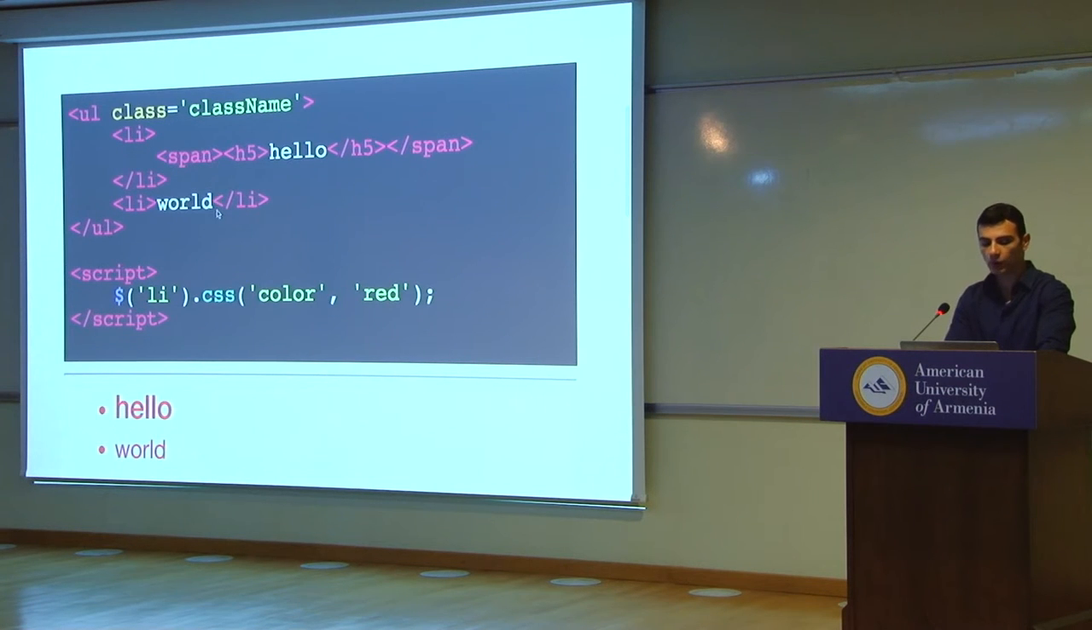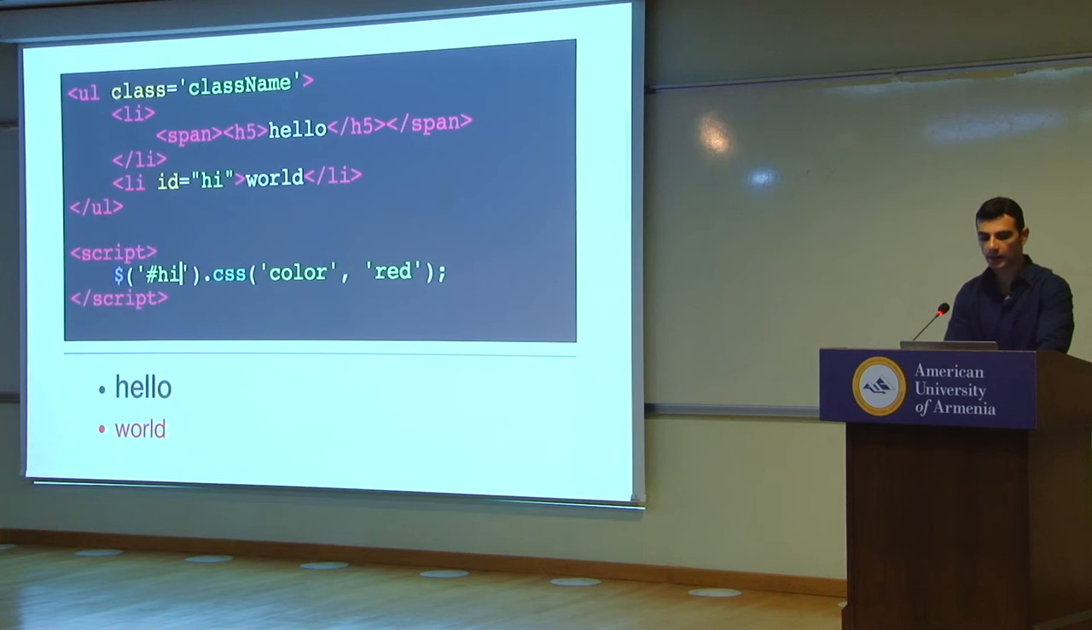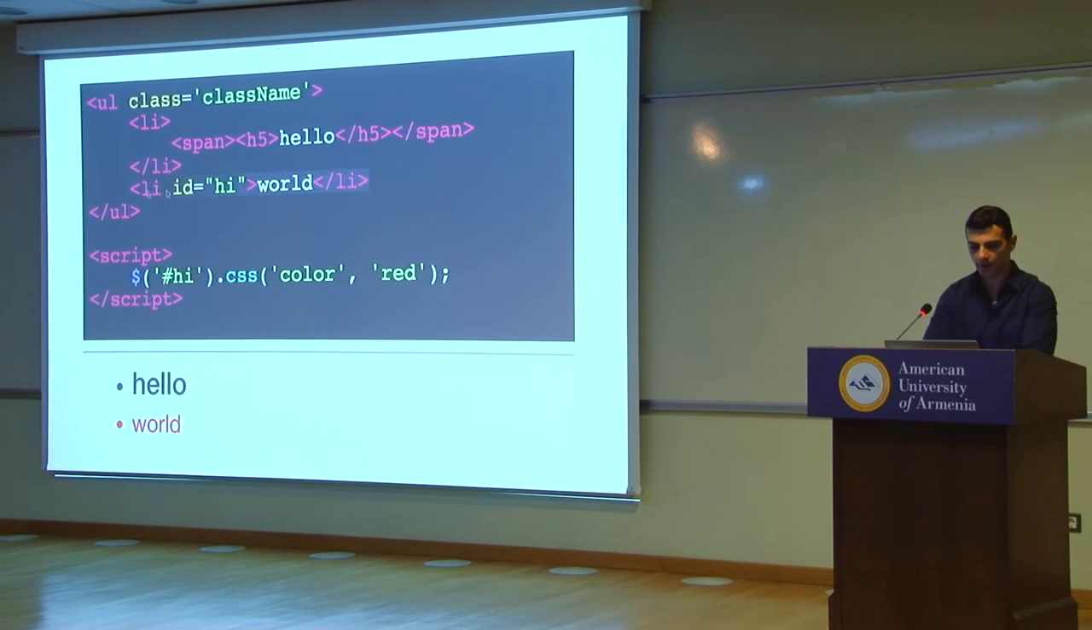Good. Now suppose I only wanted this text to turn red, not the stuff inside of this one. Excellent, that's right. I can give an ID, like hi, whatever. And then here I can do, how do I specify an ID in my CSS selector? Hashtag ID. Very nice. Excellent. Now suppose then I have another li.